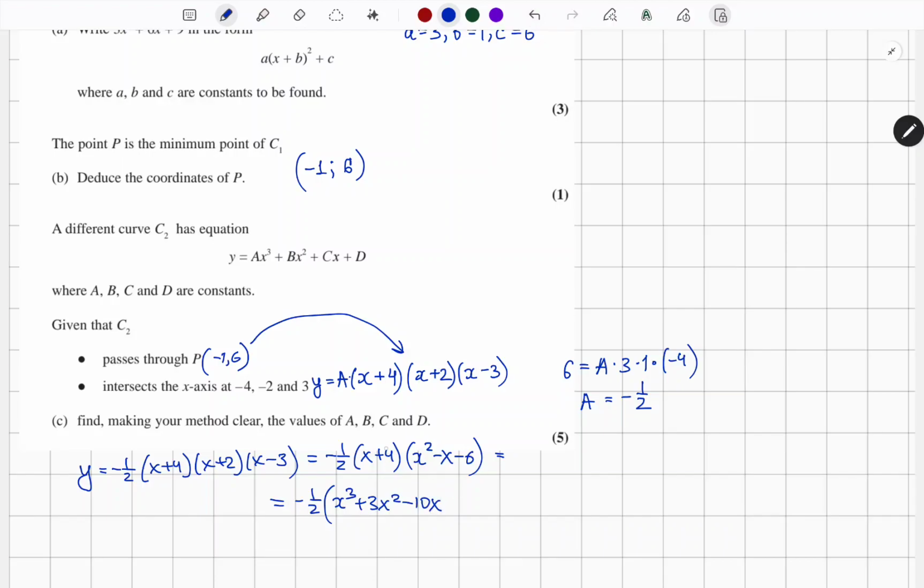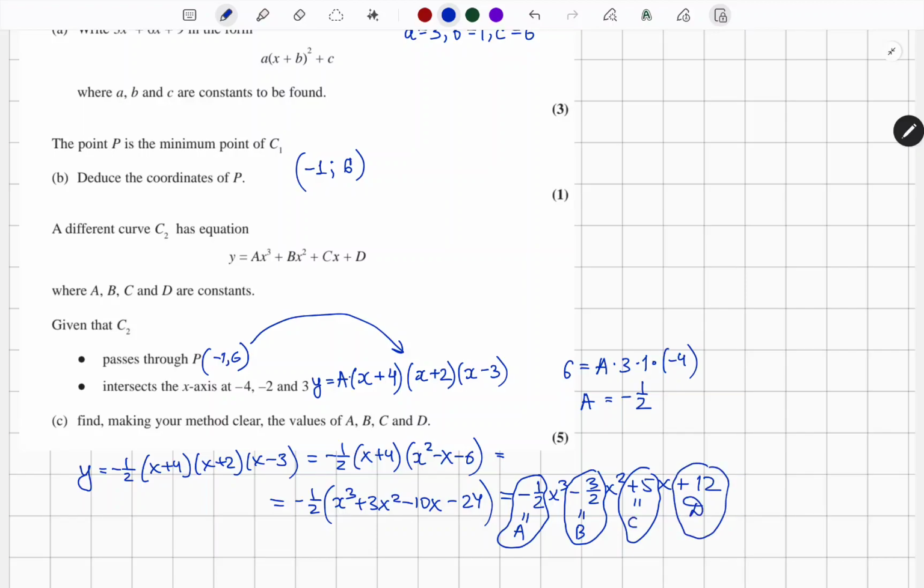And then the free terms or constant terms, 4 times negative 6 is minus 24. Like this. So now I open the brackets. Minus 1/2 of x cubed minus 3 over 2 x squared plus 5x and plus 12. So this is A. Okay. This is B. This is C. And this is D. Excellent. That's it.